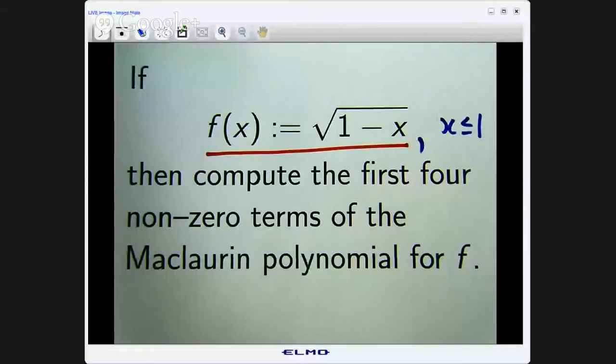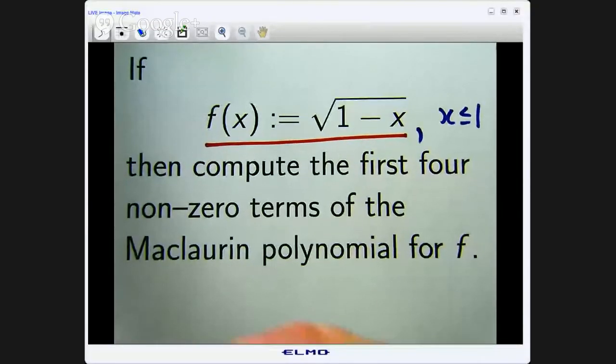Anyway. Maclaurin polynomials are important because they can be used to approximate functions near points. Okay, but how do we actually produce this special polynomial? Well, we just use calculus. So let me share my screen with you again, and I'll show you what's going on. All right, so let's get started.